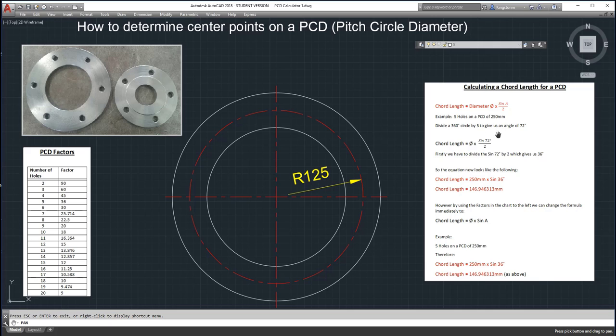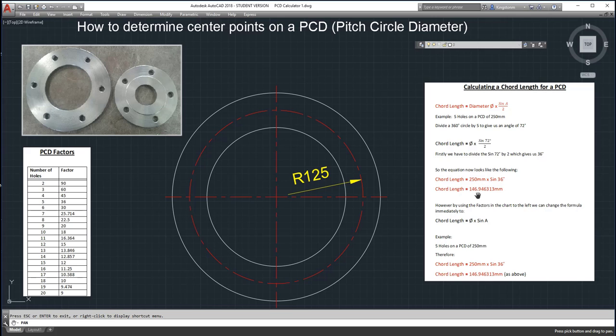5 times 72 equals 360. So first we would have to divide the 72 by 2, which gives us 36. So that's the 36 degrees. Over here on the left, the 5 equals 36. So that's how we get that figure on the left-hand PCD factor chart. So the equation now looks like the following. The chord length equals 250 millimeters times sine 36 degrees. Therefore, the chord length equals 146.946313 millimeters. Once again, in all of my drawings, the computer works to very, very accurate numbers.